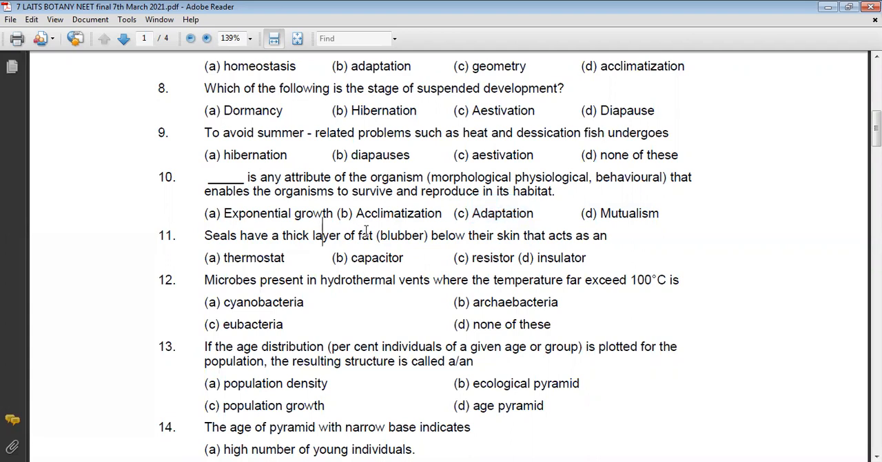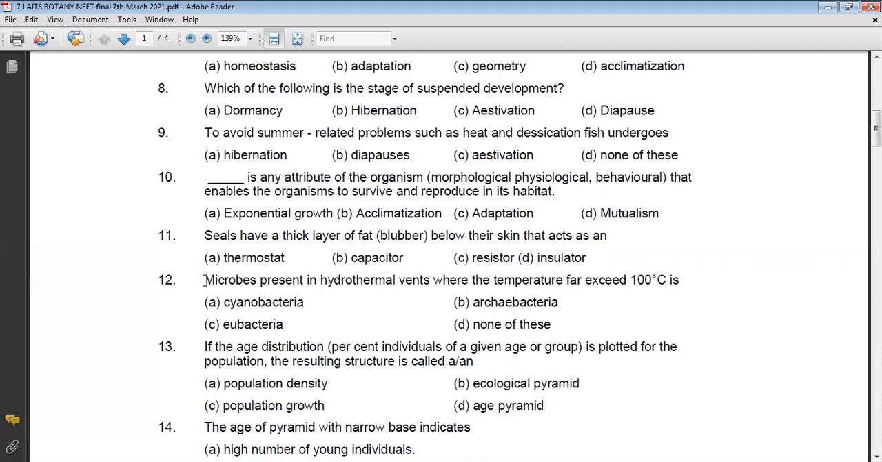Seals have a thick layer of fat called blubber below their skin that acts as a thermostat, capacitor, resistor, insulator. We know blubber acts as an insulator, does not allow heat to pass, and that's why they can survive in extreme cold condition also. So it is acting as an insulator.